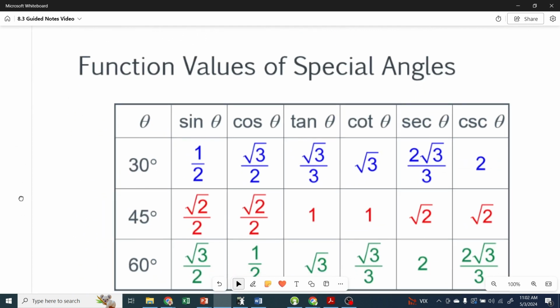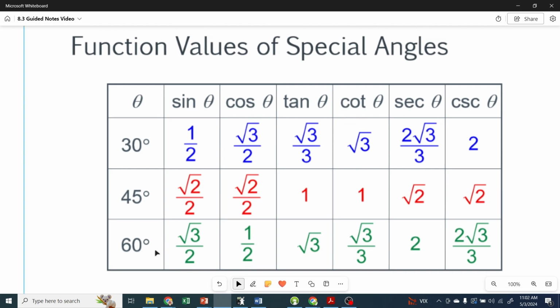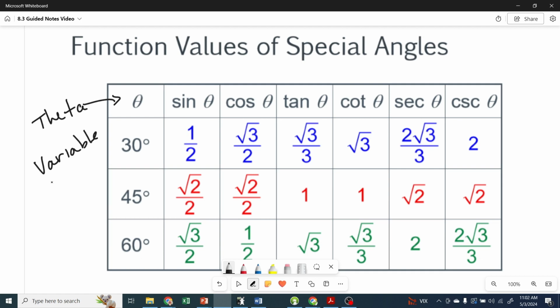Alright, so there's this table here in your notes, and you're going to see this symbol here. And then now you become part of a very select group because you'll know what this is. This is called theta. And what's theta? Theta is just a variable used for angles. Okay? So they use this symbol, and that is how we know you're looking for an angle measurement. It's a variable. Theta is a Greek letter.